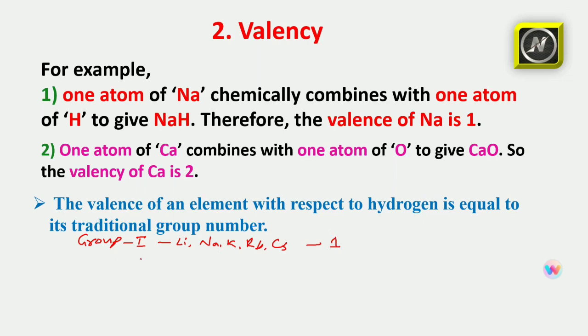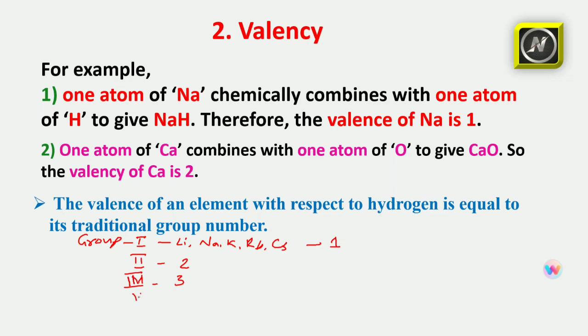number. And similarly, group 2 elements valency is equal to 2. What are the group 2 elements? Beryllium, magnesium, calcium, strontium, barium and radium. The valency of group 3 elements is equal to 3. What are the group 3 elements? Boron, aluminium, gallium, indium, thallium.